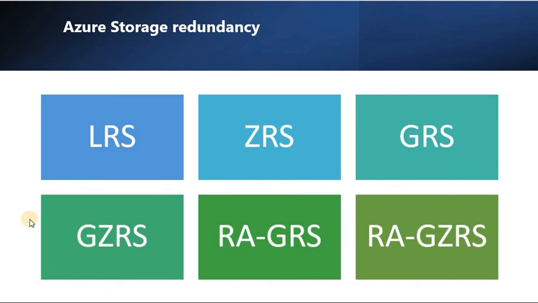Let me briefly explain the data redundancy options in Azure Cloud Storage. Data availability is business critical for most organizations, and data in Azure is replicated to ensure that it's always available, even if a data center or region becomes inaccessible or a specific piece of hardware fails.